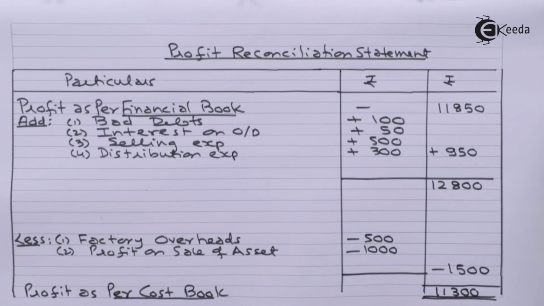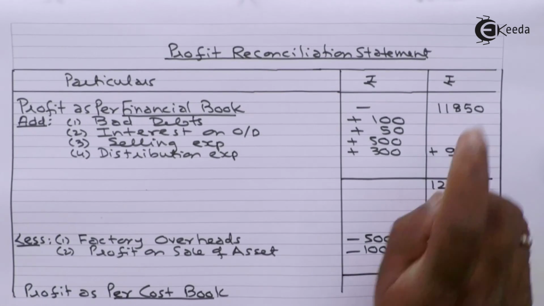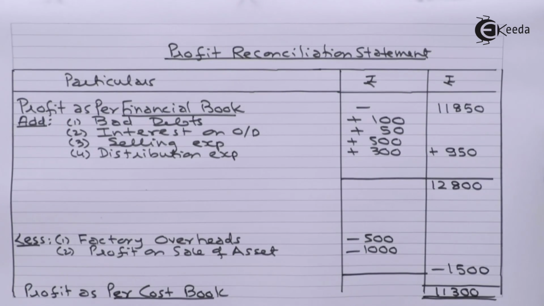It is showing profit as per financial book 11,850. After doing all addition and subtraction, we got profit as per cost sheet 11,300.